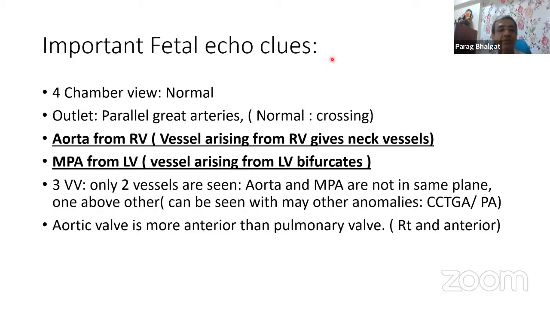So important features of fetal echo are: four-chamber view will be normal. Great arteries will be parallel. Aorta is from RV and aorta gives rise to neck vessels. MPA will be from LV. It bifurcates to either lung. As aorta is more superiorly placed in three vessel view, only two vessels are seen. Aorta and MPA or duct are not in the same plane. CCTGA and PA can have similar anatomy.